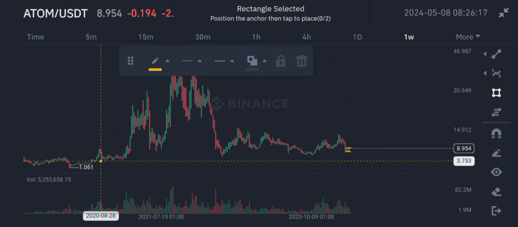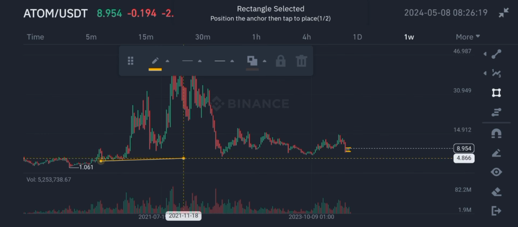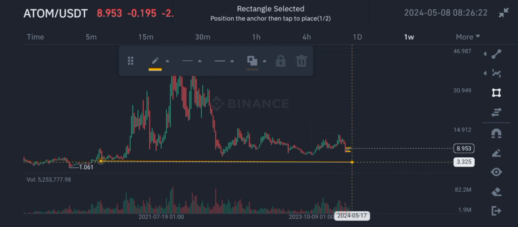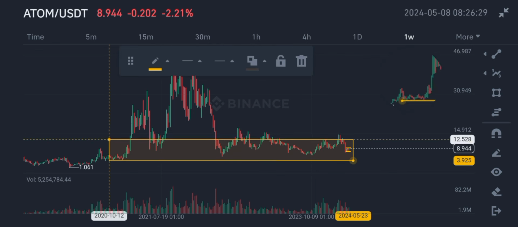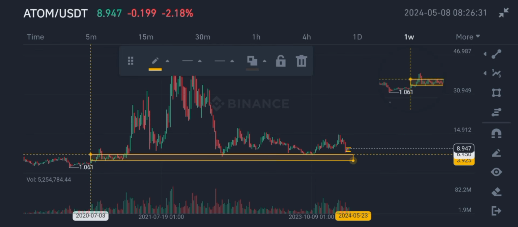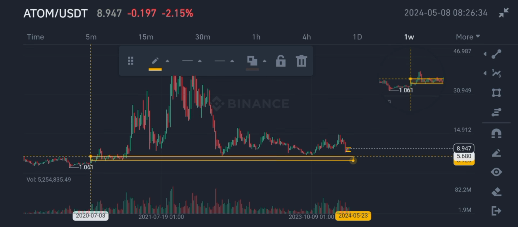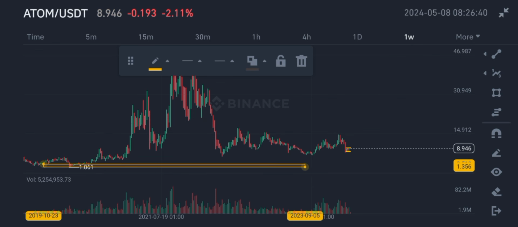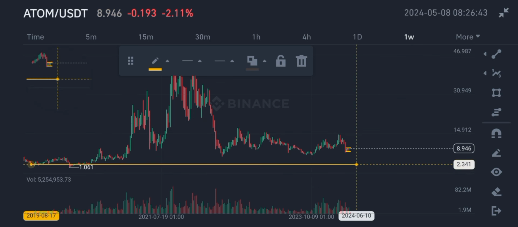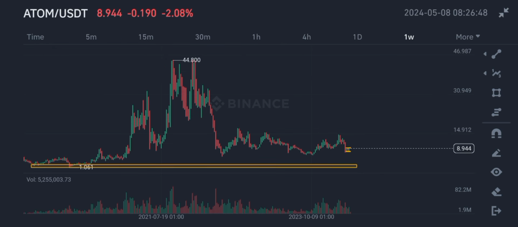There's a key support here. It's a base support. It's called a base support. So probably price will fall back to this zone thereafter, if the bearish cycle continues.